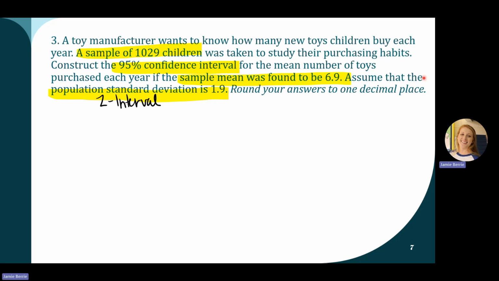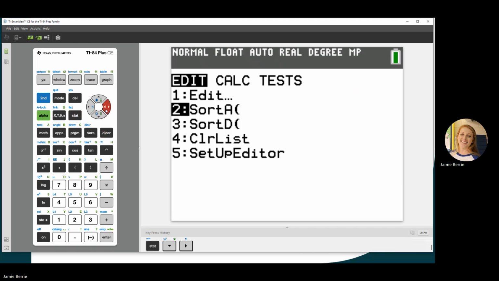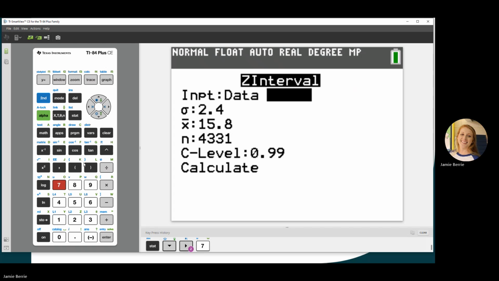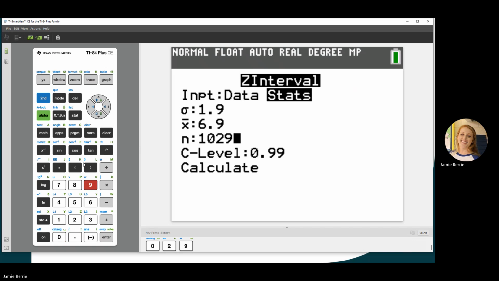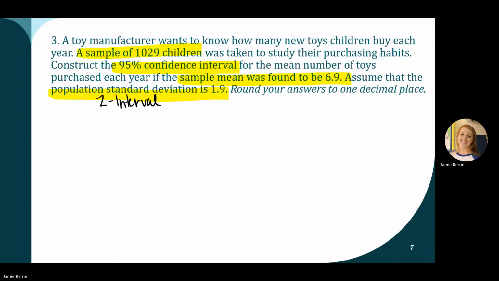All right, so I'm just going to do this in the calculator quickly without really talking. All right, 6.8 to 7.0. 6.8 to 7.0.